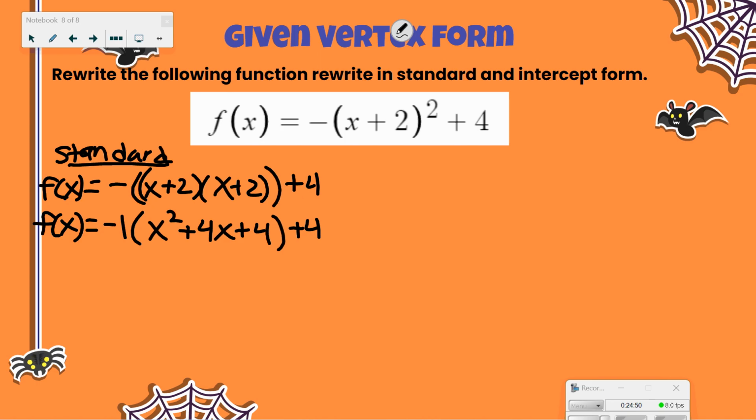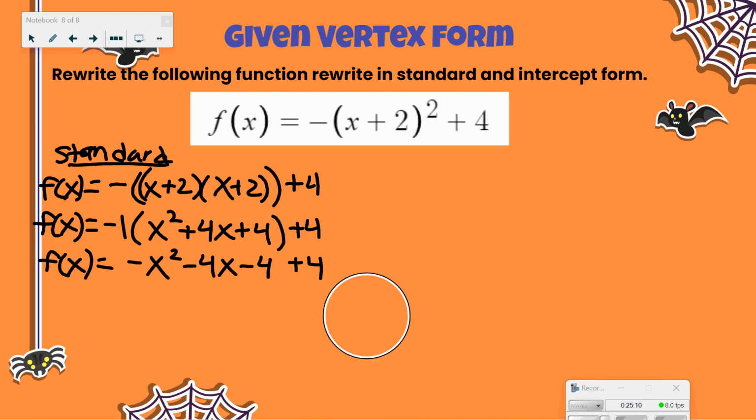Get rid of the -1. Awesome. So let's distribute this -1. So I'd have negative x squared minus 4x minus 4, and then bring down that plus 4. And then what would be your last idea? Combine 4 and -4. Great job. Those will just become 0. So are we in standard form? Yep. Easy does it.